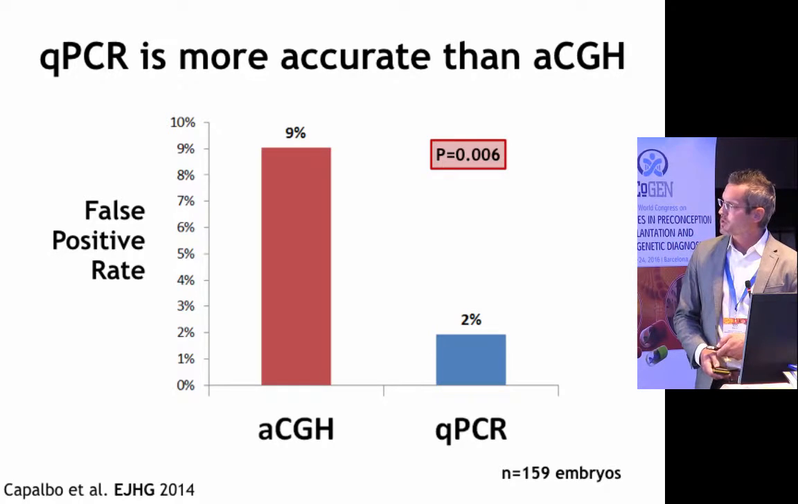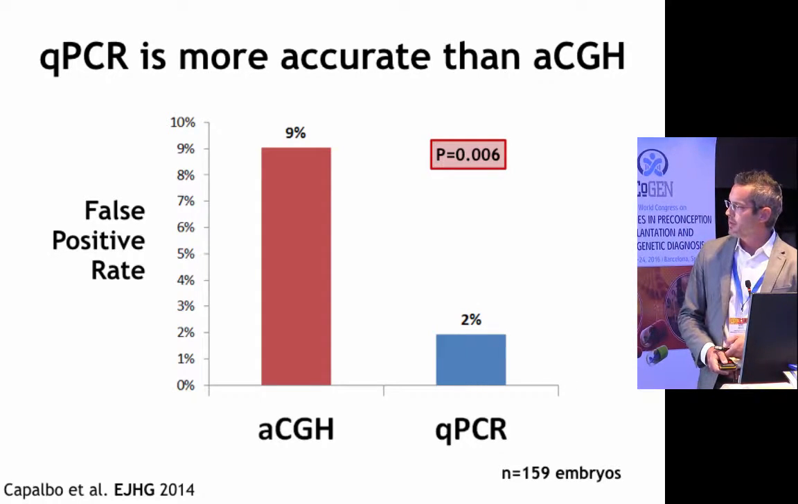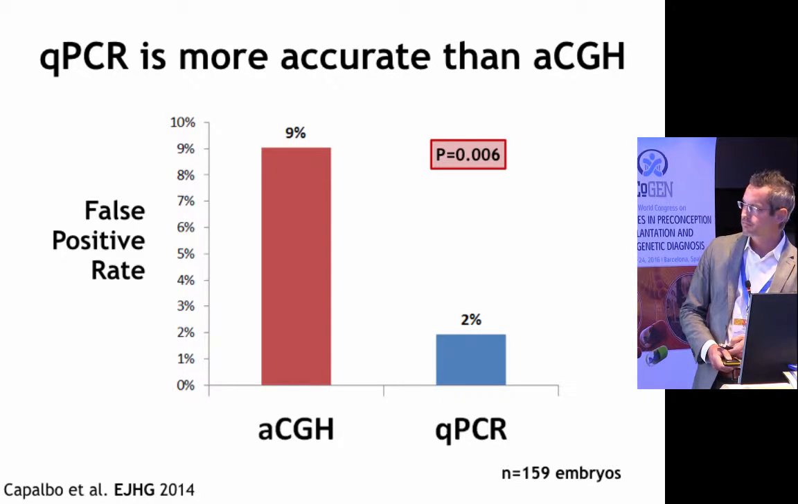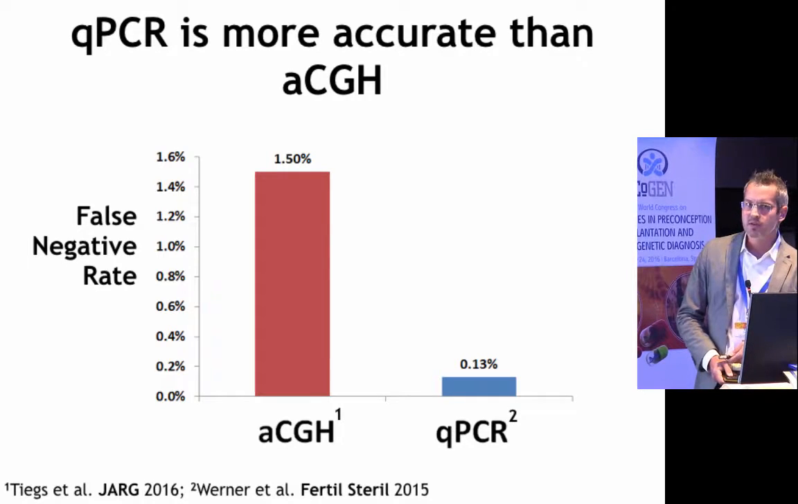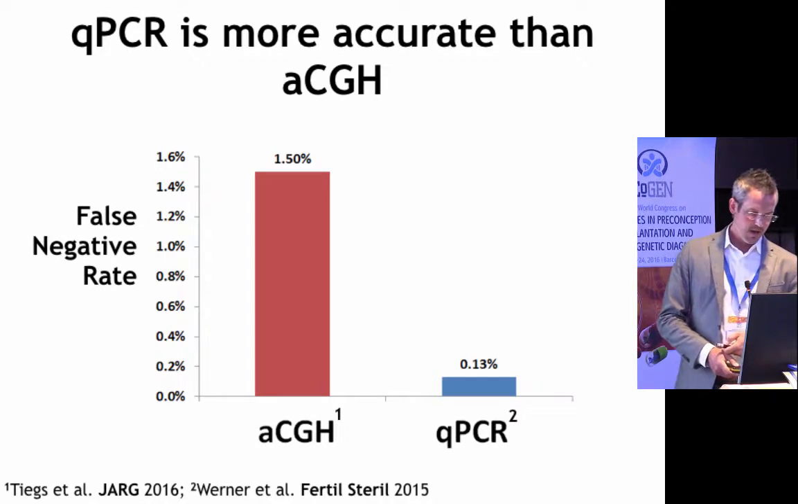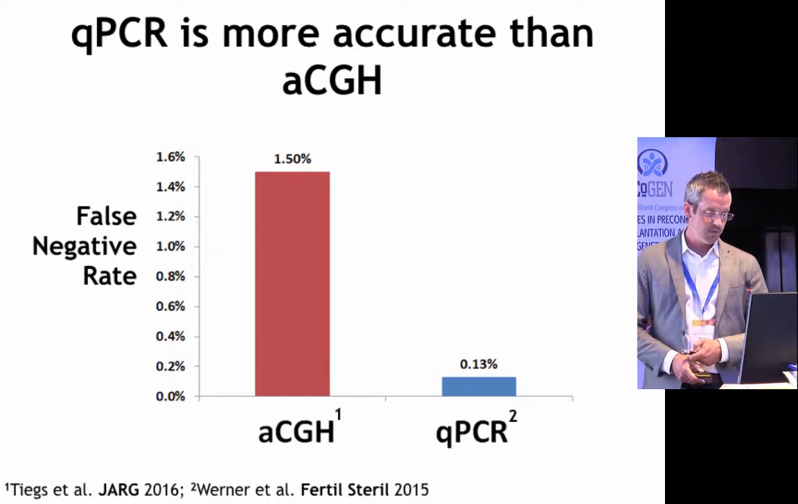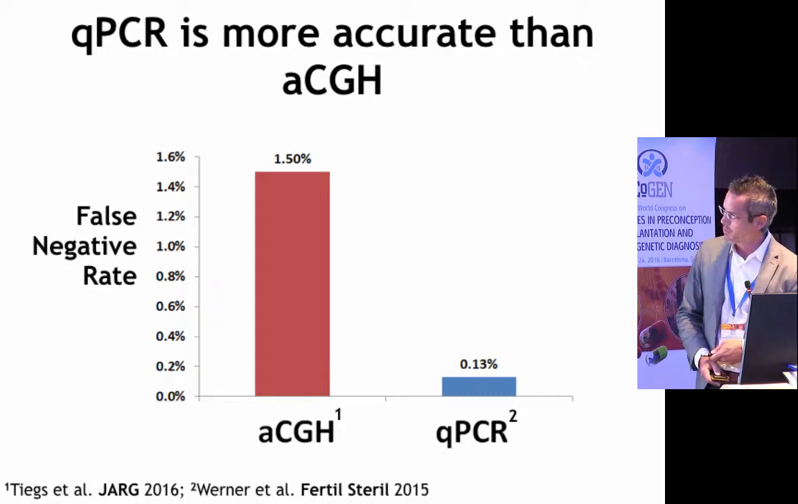Whereas we had a 2% false positive rate with qPCR in this study, and that was significantly lower than with the aCGH. There's also been some studies on clinical outcomes, one in JARG using aCGH showing a false negative rate of 1.5%. This is in ongoing pregnancies, the rate at which you find aneuploidy despite having transferred what you predicted to be euploid, and 0.13% with qPCR.